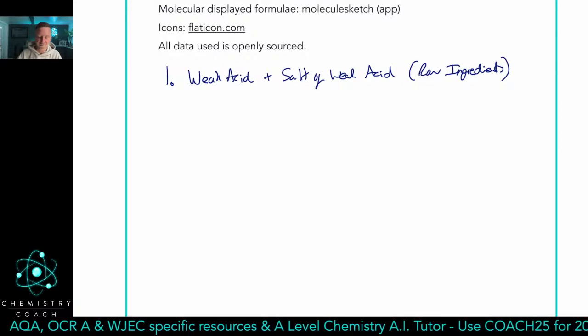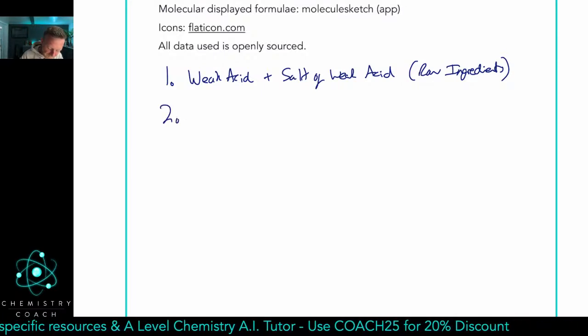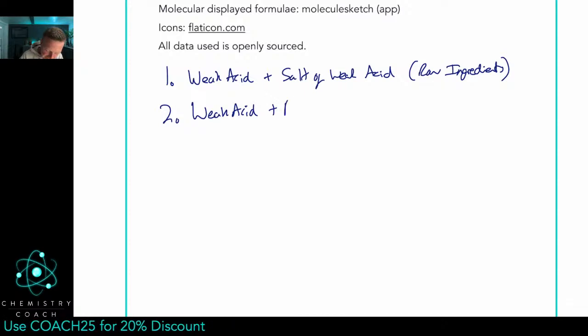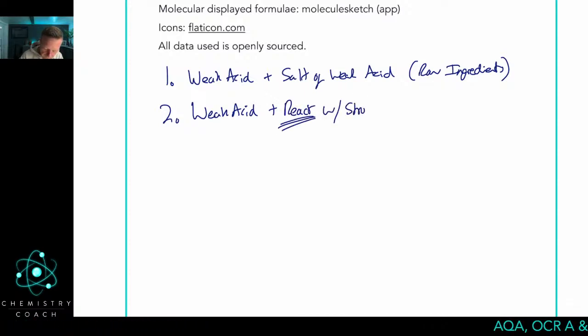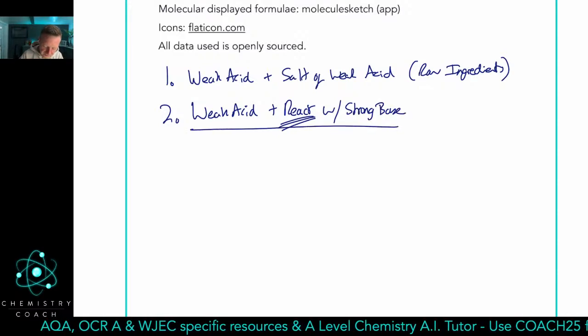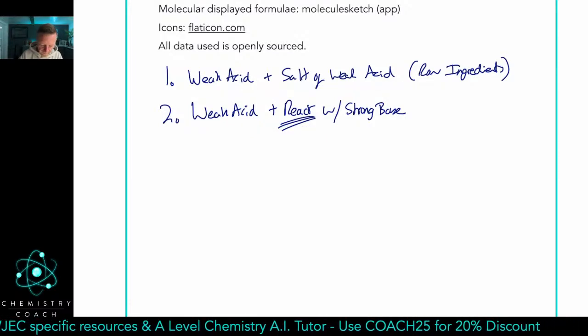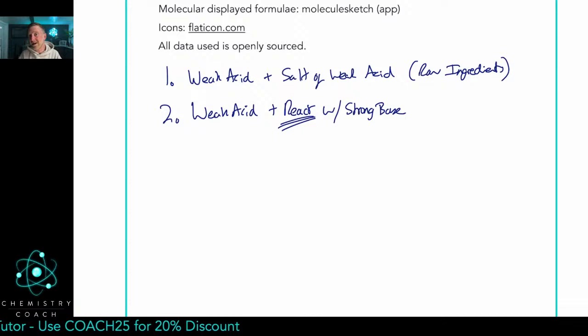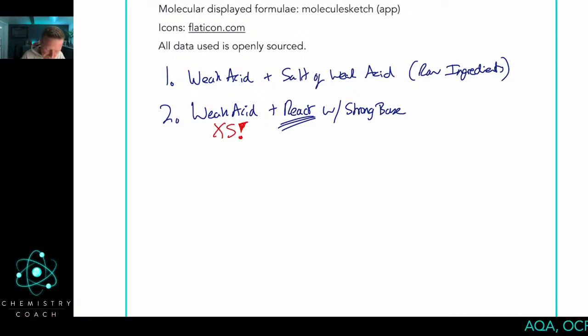There is a second method, however, of creating a buffer, and that's where we take a weak acid and react, very importantly, with a strong base. So we are creating a buffer, but this time we're using these two ingredients instead of this one. What's really important here is that the weak acid in this situation has to be in excess.